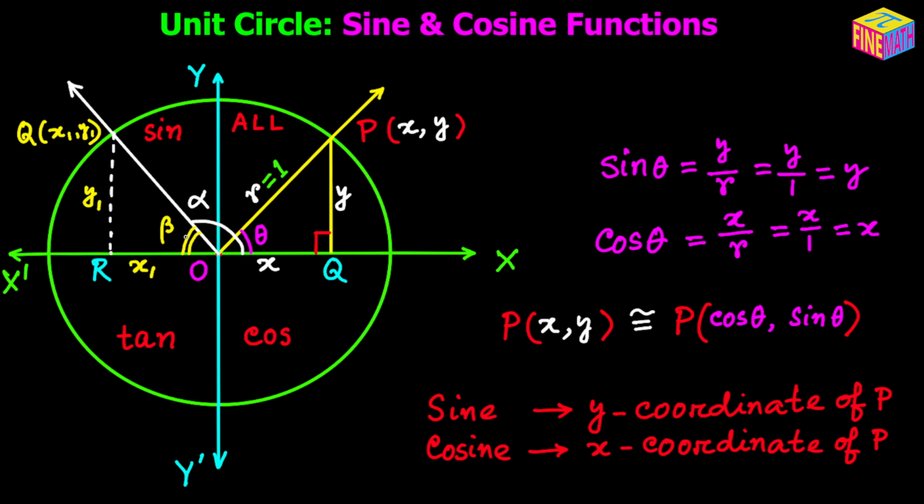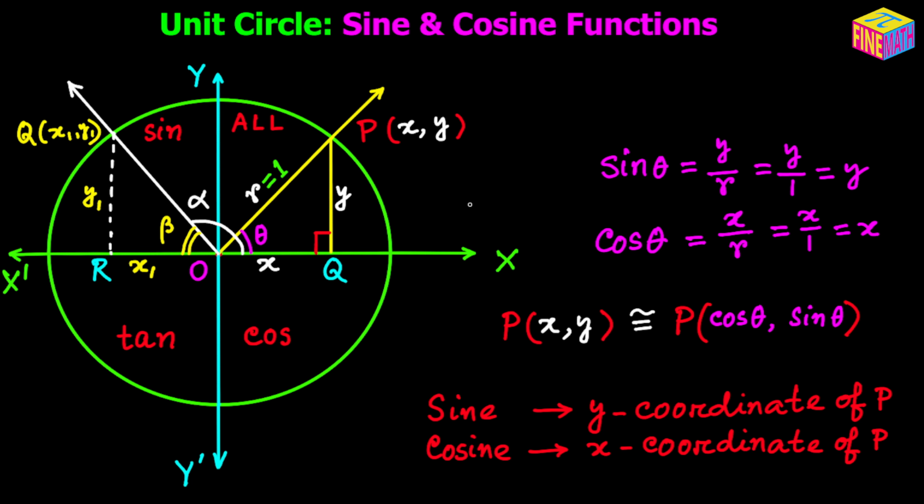Beta is the reference angle, which is the acute angle between the terminal side and the x axis. Whatever the x axis is, we have it nearby. The acute angle between the terminal side and the x axis is the reference angle, and using the reference angle we can find the different trigonometric ratios using the sine and cosine functions.